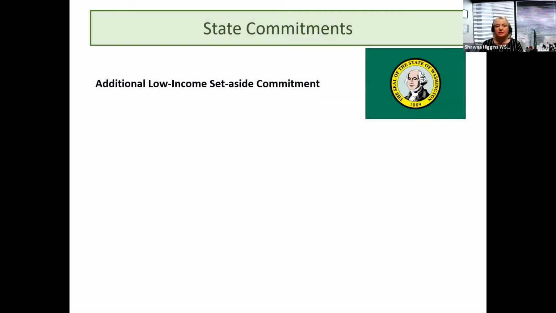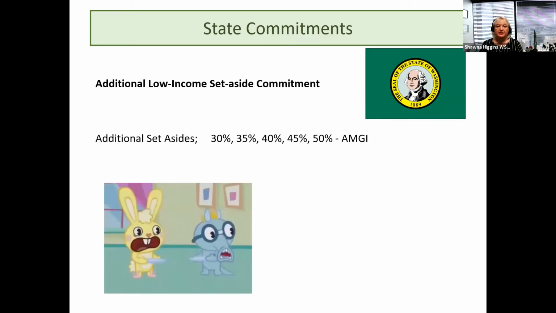Okay, so some additional low income set aside commitments. Some of the other lower set asides are 30% AMI, 35, 40, 45, and 50. Now 50 could also be your federal set aside if you're a 20 at 50 property. So that could be either or. And the lower income limits may apply.